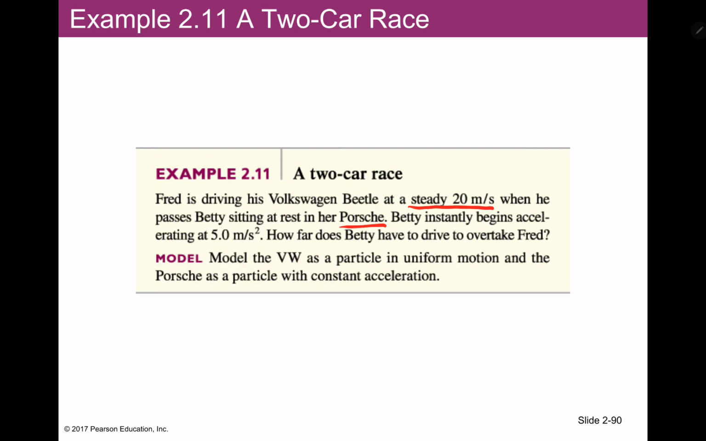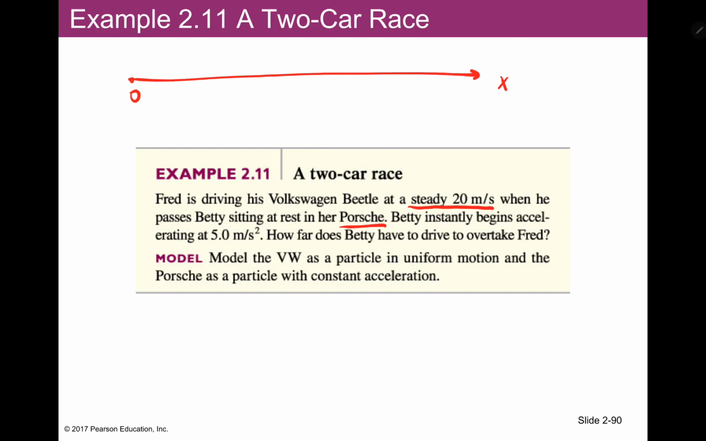We have two different kinds of motion. The first one is motion with constant velocity, so uniform motion. The second one is motion with constant acceleration. Let's draw our coordinate system for position x, where here is the origin 0. Porsche was here, so the initial position for Porsche is 0. Let's say Volkswagen also starts from here, but its velocity is always 20. So we chose the initial position where Porsche is located as the origin.